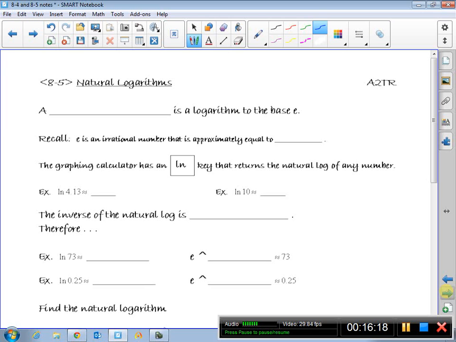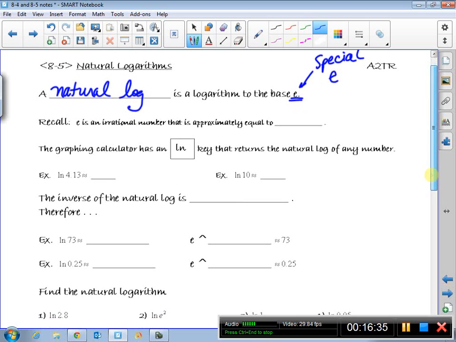Section 8.5 is about natural logarithms, more calculator work. A natural logarithm is a logarithm with a base e, and this is our special e value. Not e for exponent, but the special number. E is an irrational number. You find it on your calculator above the division sign and above ln. So it's approximately equal to 2.718281828, and it continues, but it does not repeat.